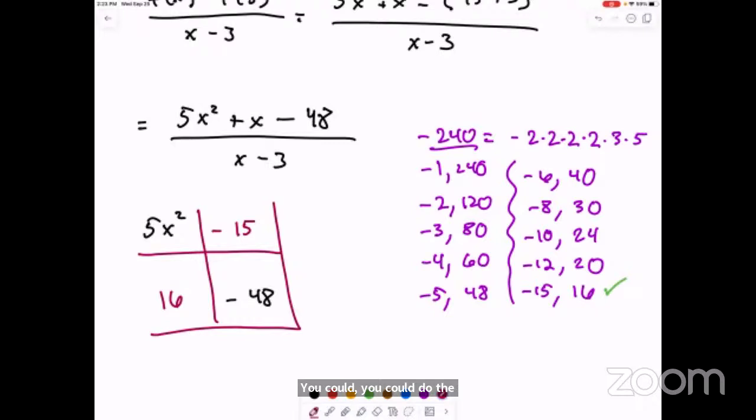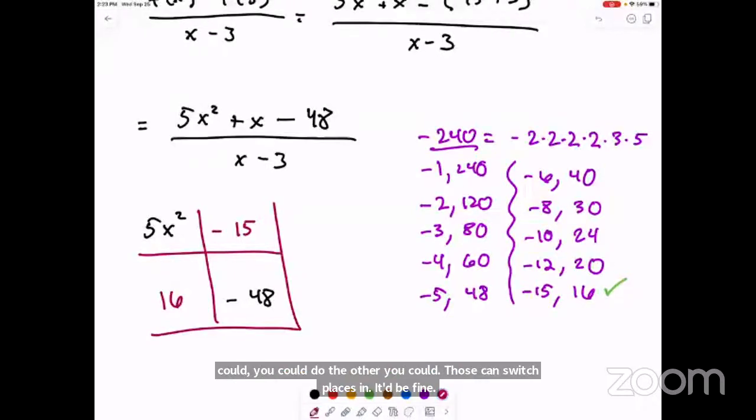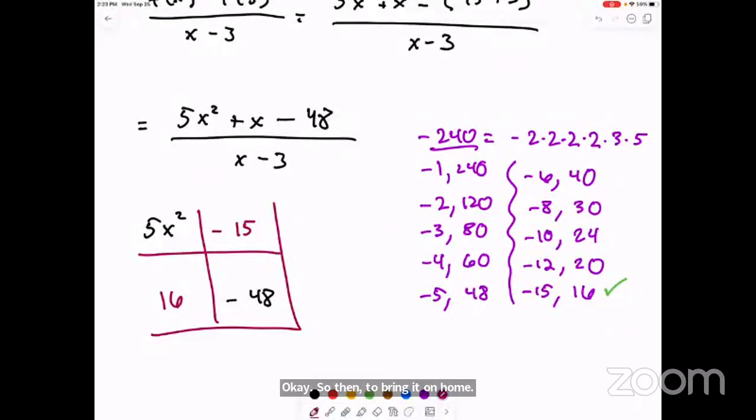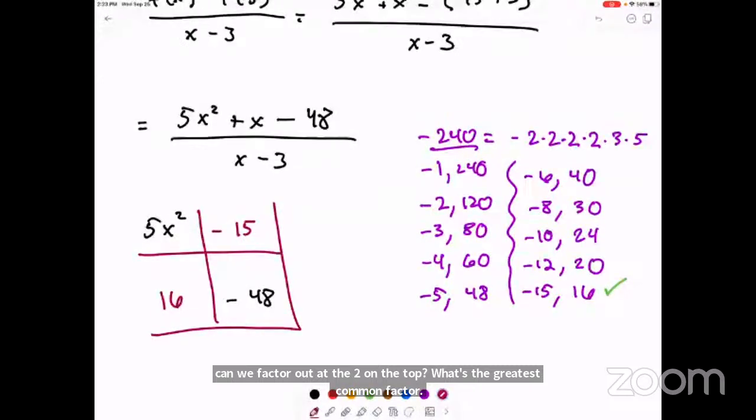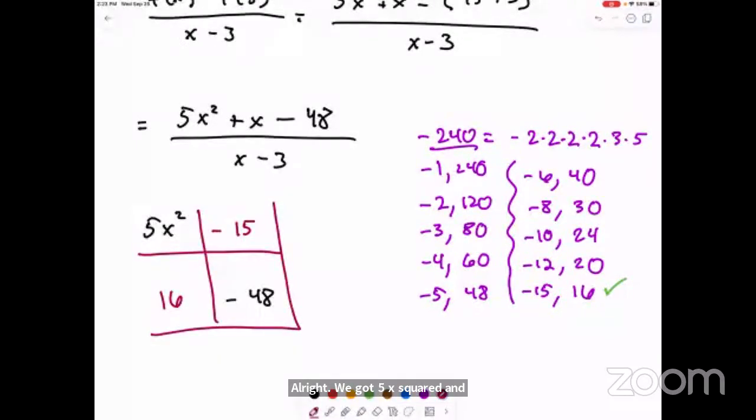So then to bring it on home, if we compare the two on the top, what can we factor out of the two on the top? What's their greatest common factor? We got 5x squared and negative 15. The greatest common factor looks like it's a 5.